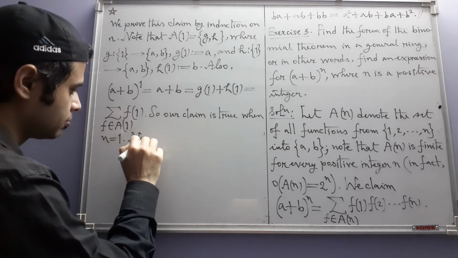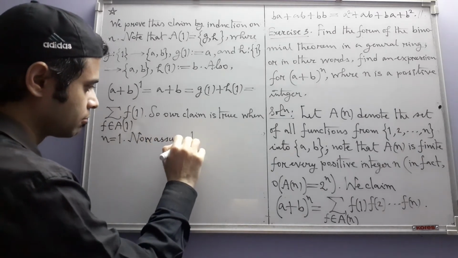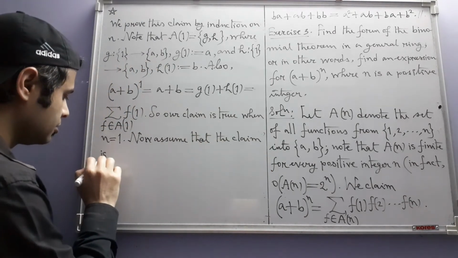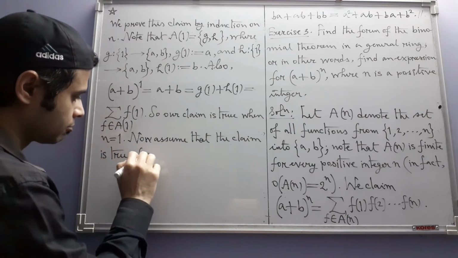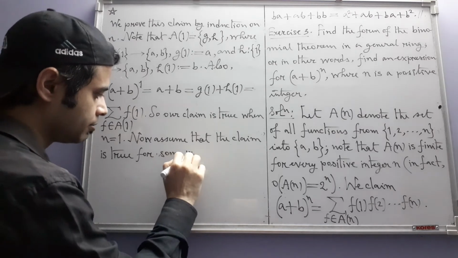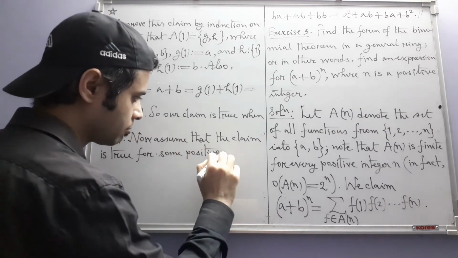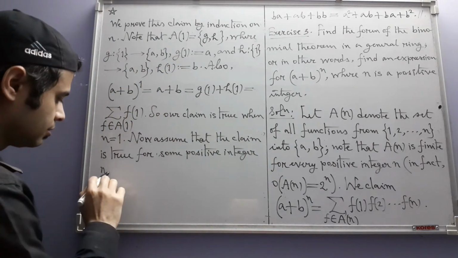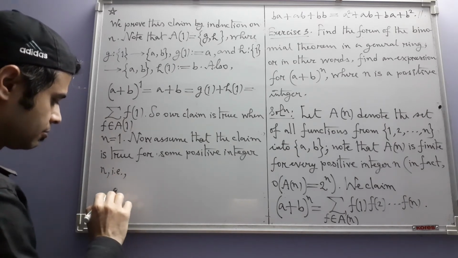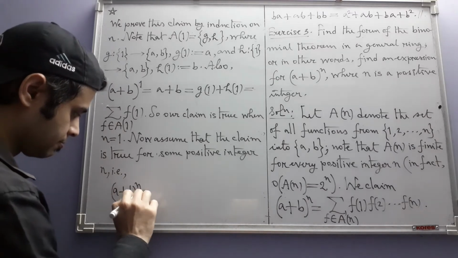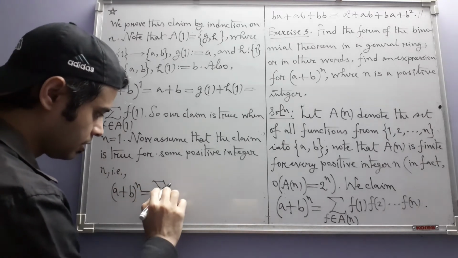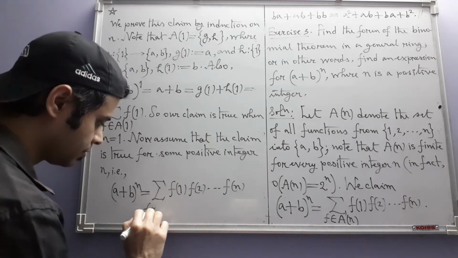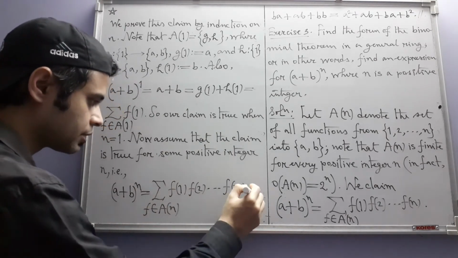Now assume that the claim is true for some positive integer, some positive integer n. That is, this: f1, f2 up to fn, where f varies over the set of functions An.